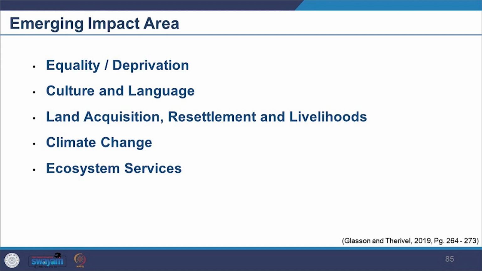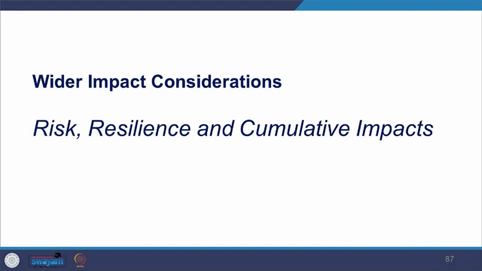So these were all the emerging impact areas which we see. We saw equality, culture and language, land acquisition, resettlement and livelihoods, climate change, and ecosystem services. Now we'll look at broader impact considerations: risk, resilience and cumulative impact.